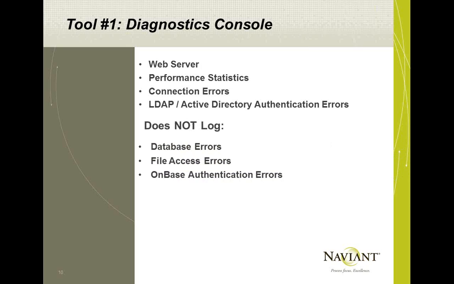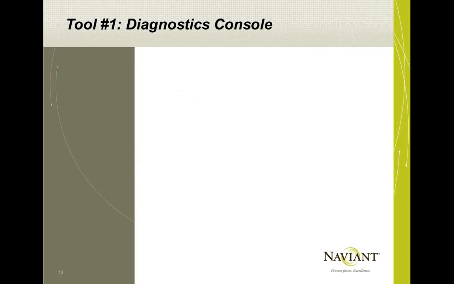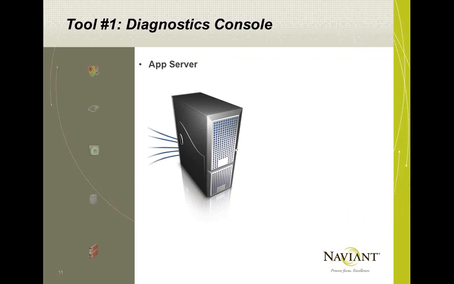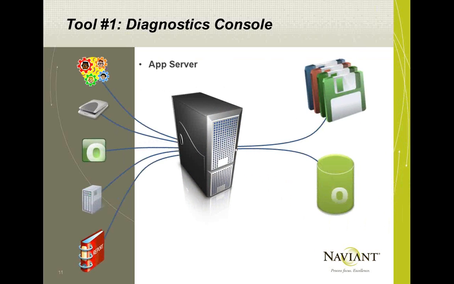That's because a standalone web server has no connection to the OnBase database or the disk groups. It talks to the app server, and that's it. It only knows the web client and the app server. If the component you're trying to troubleshoot involves the OnBase database, such as user groups errors, or the disk groups like missing images, you'll need to run the diagnostics console on the app server. So let's see what that looks like.